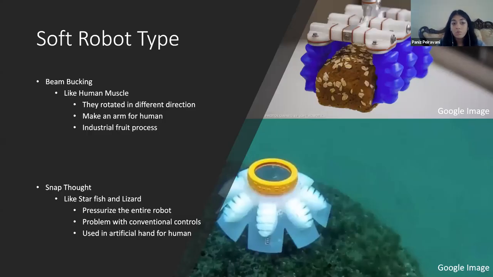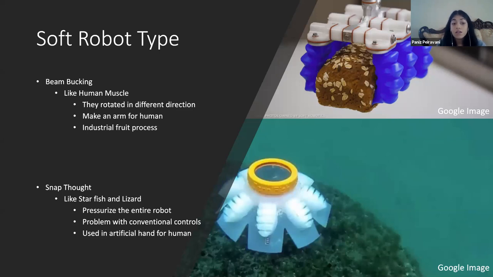We can mention beam bending and snapshot as some types of soft robots. Beam bending is like human muscles. It's rotated in different directions. And as you can see in the picture, it can pick up sensitive things like bread or, as I said, tomato without crushing them.